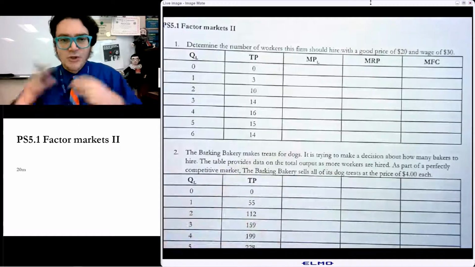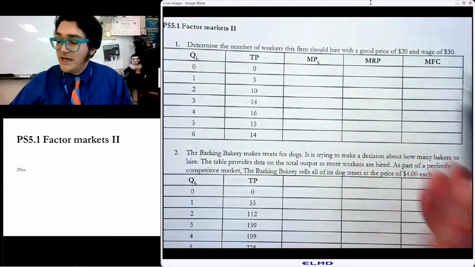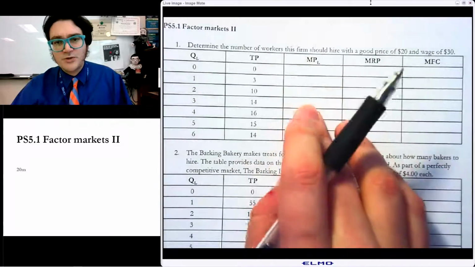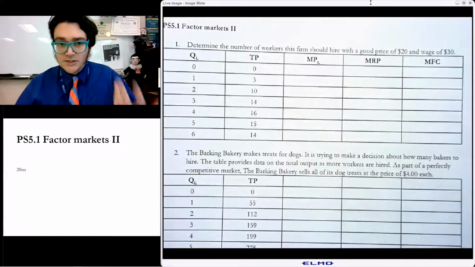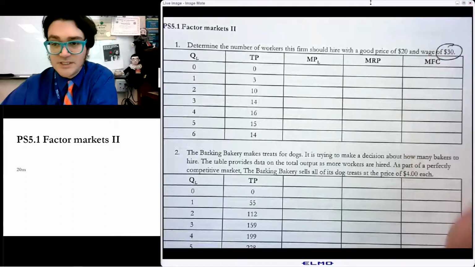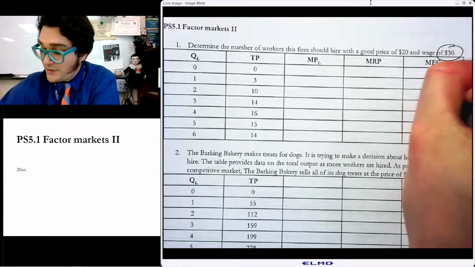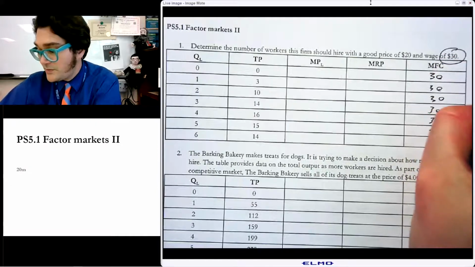So first question, determine the number of workers this firm should hire if the wage is 30 and the goods price is $20. We have a couple of things here: marginal product of labor, marginal revenue product, and marginal factor cost. The simplest one to know is the marginal factor cost. We know that's just equal to $30 for each and every one. So we just say 30, 30, 30, 30, 30.